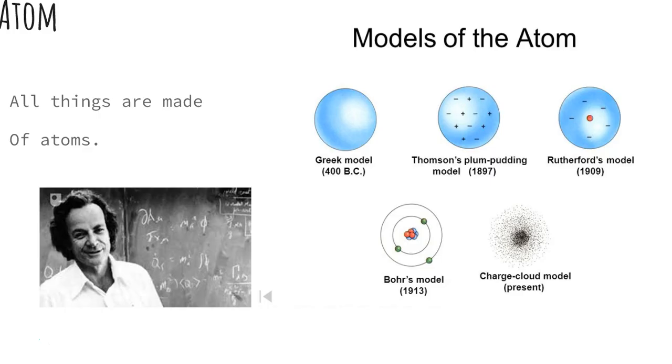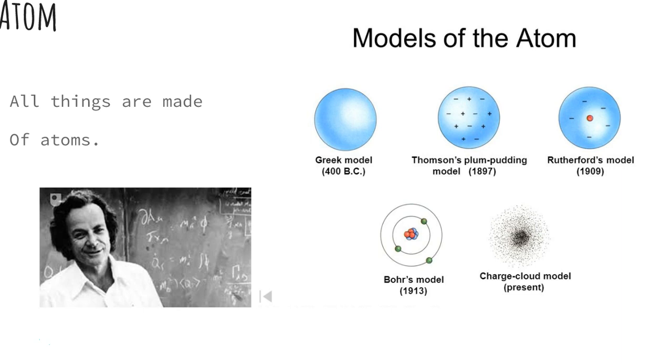So the atom, all things are made of atoms. This particle physicist here, Richard Feynman, said that if we were to lose all scientific knowledge, but were only able to retain one statement, it would be that all things are made of atoms. Because with this statement, we can compound on this idea to come up with a lot of the scientific knowledge that we have today. So a very important statement.